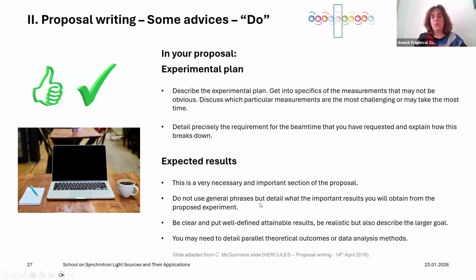So here you will detail what the important results you will obtain from the proposed experiment. And here you need to be clear, to put well-defined attainable results, to be realistic, but also describe the larger goal. And here you may also detail parallel theoretical outcomes or detail analysis methods.